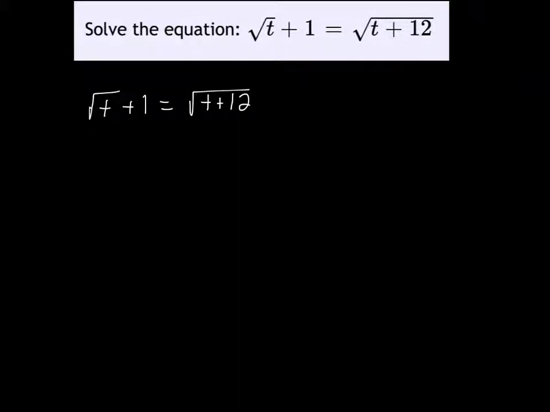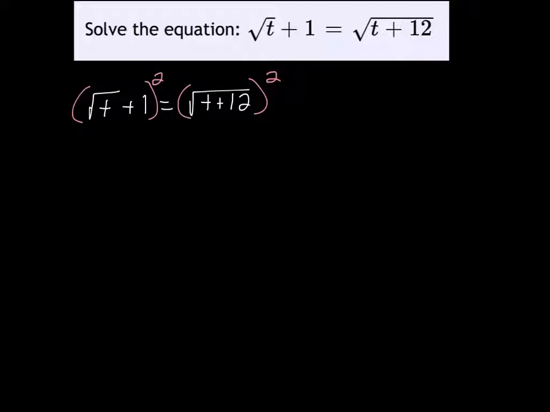Alright, we're being asked to solve this radical equation. What we need to do first is to get rid of the radicals, or in this case the square roots. What I'm going to do first is square both sides of this equation. I'm squaring both sides because of what's going to happen on the right hand side of this equation.